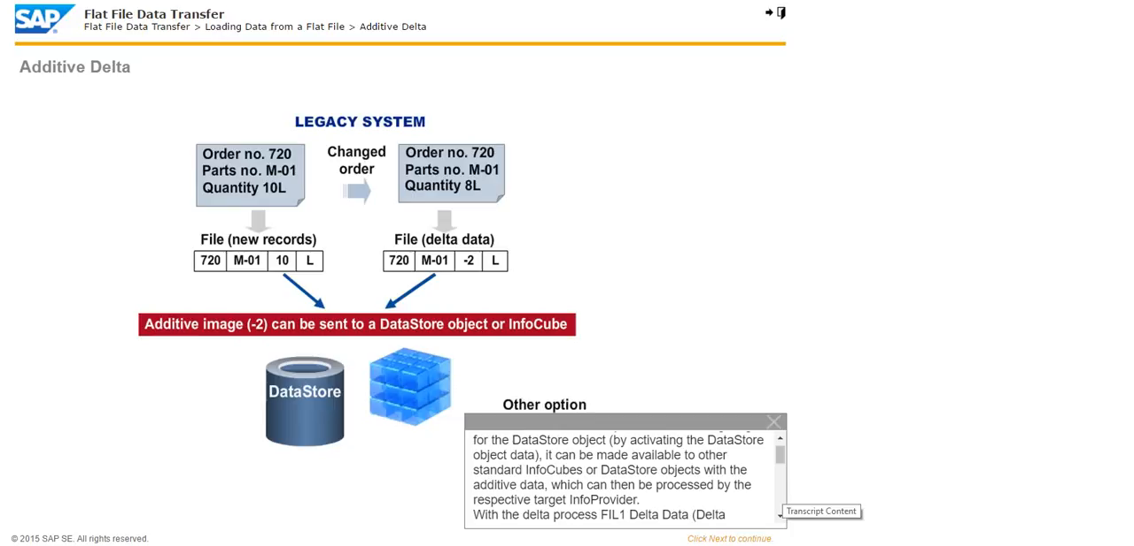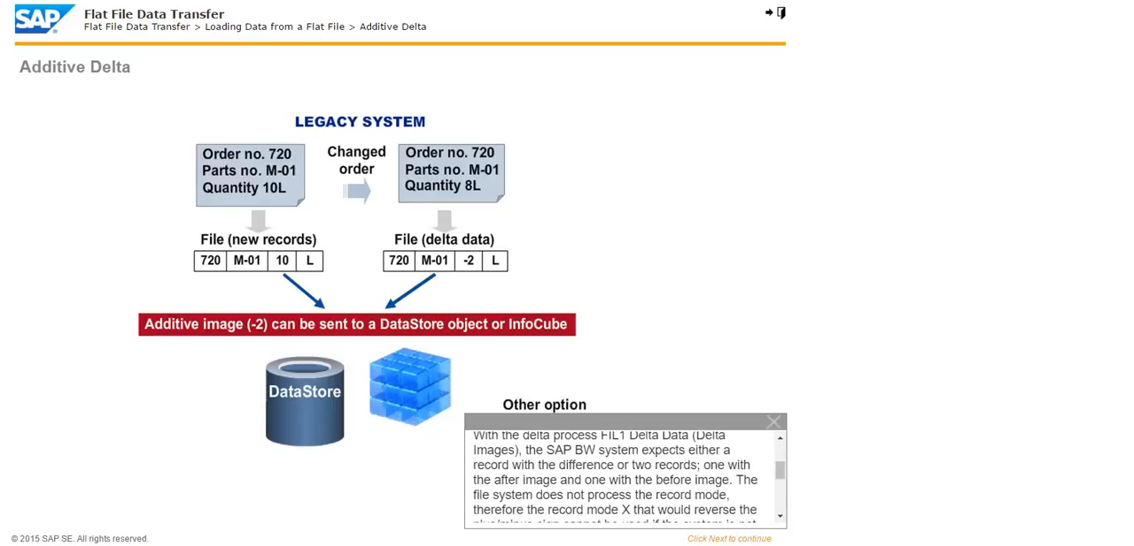With the delta process FIL1 delta data, delta images, the SAP BW system expects either a record with a difference or two records, one with the after image and one with the before image. The file system does not process the record mode.